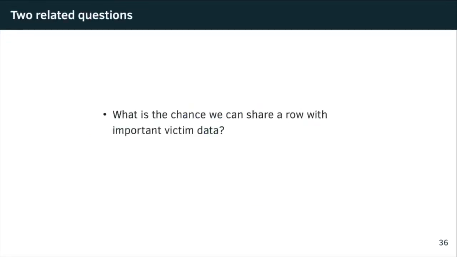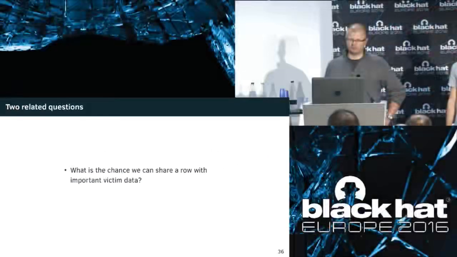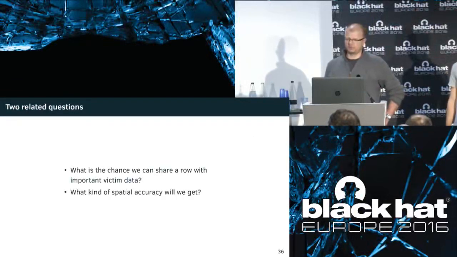So imagine if that was handle uppercase, he would be able to tell that your password has an uppercase letter in it. So this brings us to two important questions that turn out to be very much related. What is the chance that we share a row with important victim data? And the second question is, what kind of spatial accuracy do we get?